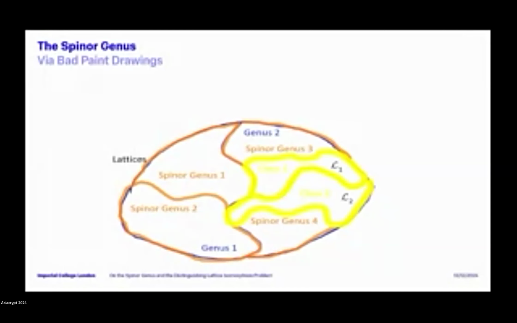So suppose we have two lattices, L1 and L2. We can compute whether or not they're in the same genus, and in this instance we find that they are, so this doesn't help us solve the distinguishing problem. What we want to know is if they're in the same class. In this case, they're not in the same class, but we can't compute that because that's the intractable problem we're talking about. But if we could compute the spinor genus, we would be able to tell that they're in different spinor genera and therefore in different classes. And this is the idea that's motivating this work.